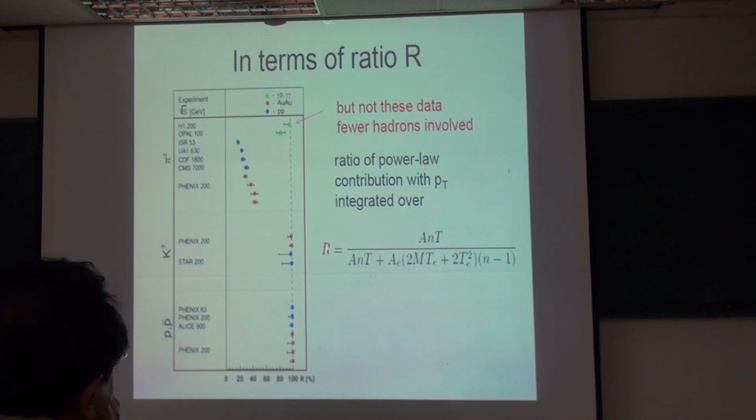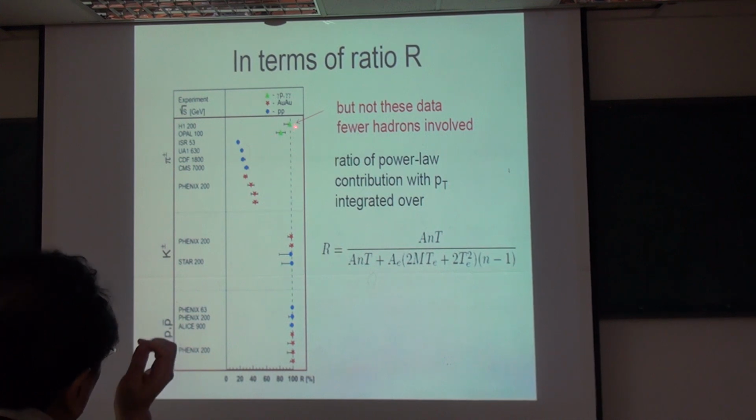Okay, I can define the ratio of the power term over the total contribution. As we can see, for the kaon and proton data, yes, the power contribution is almost 100%. Then coming to the pion data, it is around 20 to 40%. So it means that the exponential contribution dominates.